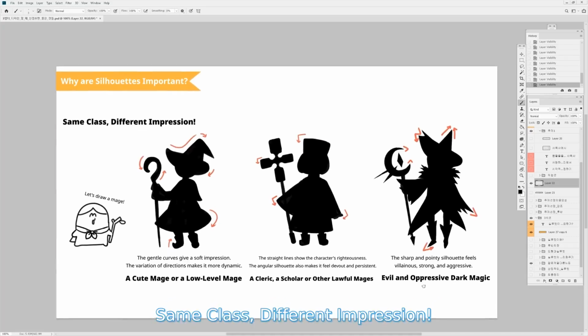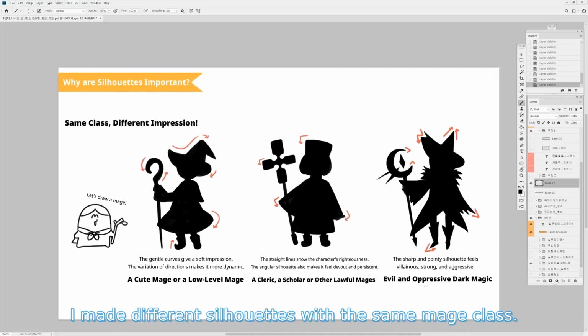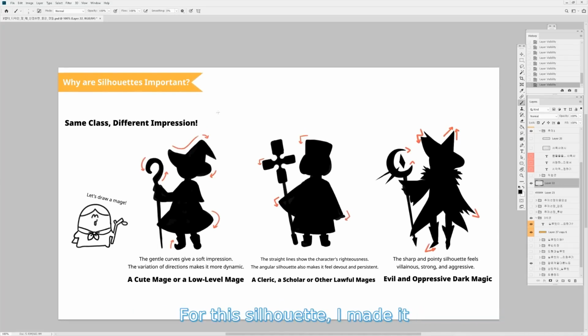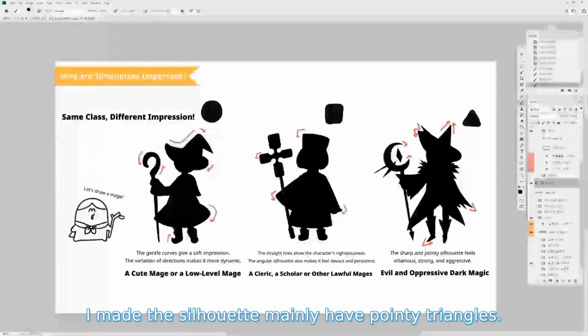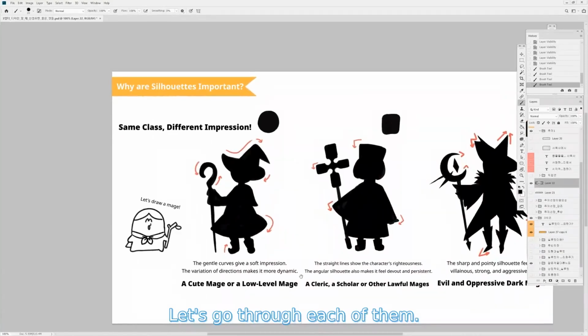Same class, different impression. I made different silhouettes with the same mage class. For this silhouette, I made it a bit more circular. This one is close to a square, a stable square. This one uses triangles. I made the silhouette mainly have pointy triangles. Let's go through each of them.